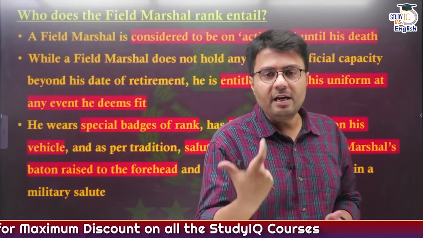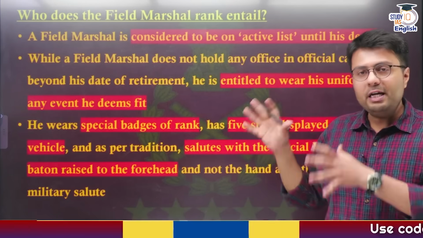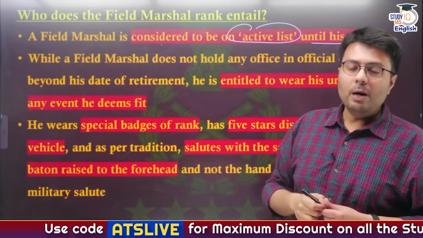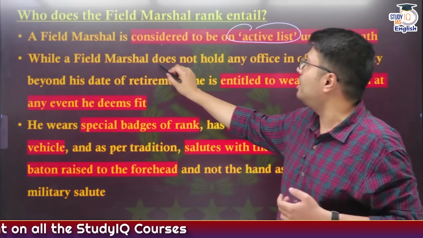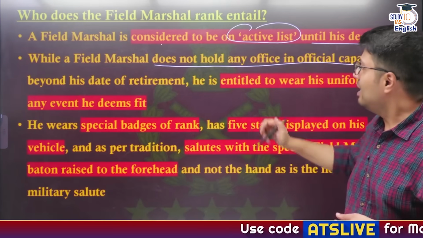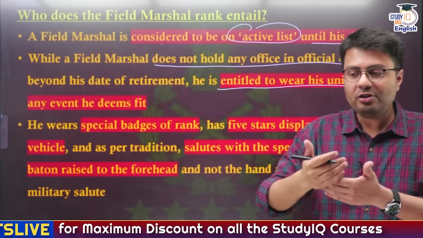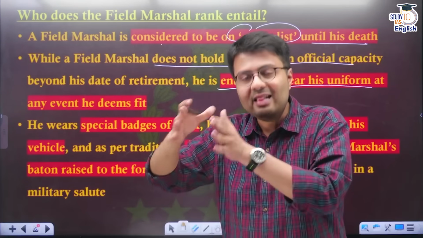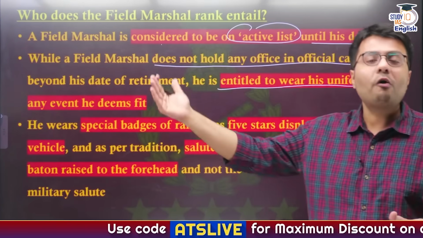Now let us talk about the privileges that the rank of Field Marshal provides. First of all, a Field Marshal is considered to be on the active list until his death, right? But you need to understand that Field Marshal is not an official position, it is rather a ceremonial position, because Field Marshals do not hold any office in an official capacity beyond their retirement from the armed forces, and therefore he is entitled to wear his uniform at any event if he deems fit. So suppose a Field Marshal is given the rank during active duty, he will continue to serve in the Indian Armed Forces till the date he retires, and after that he continues to be a Field Marshal without any official capacity till the time of his death, right?